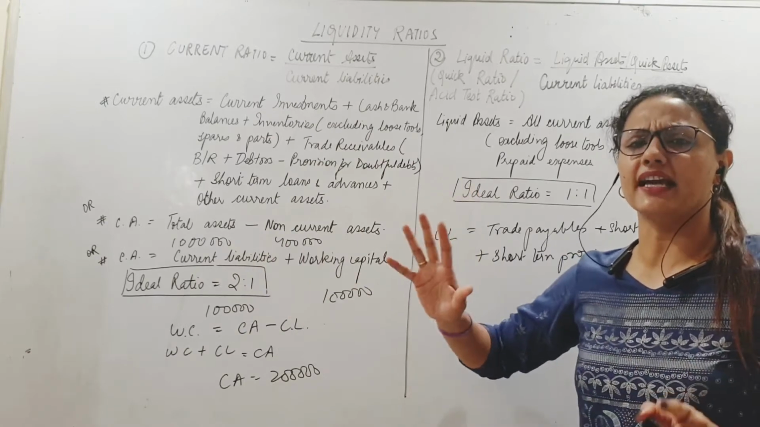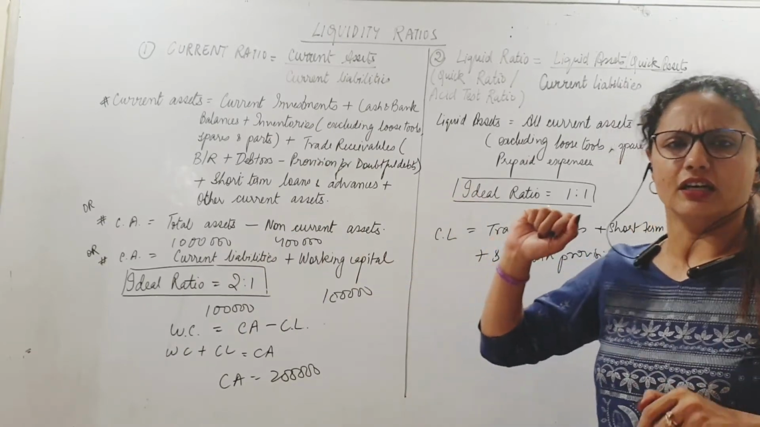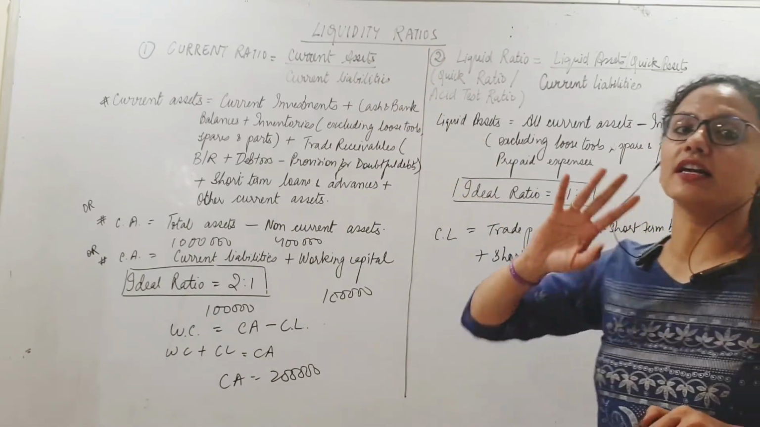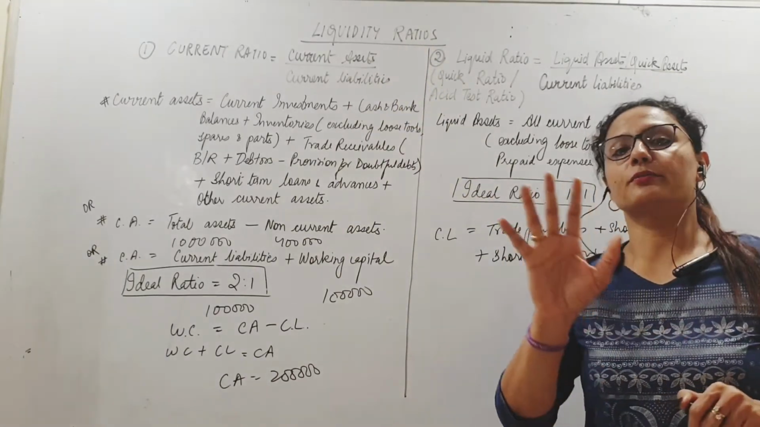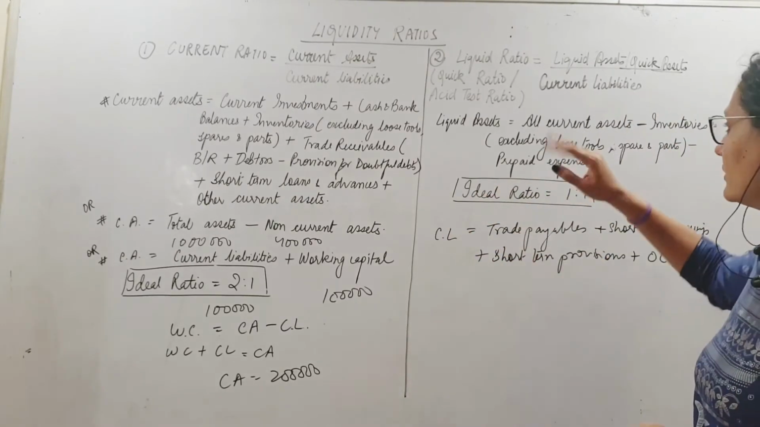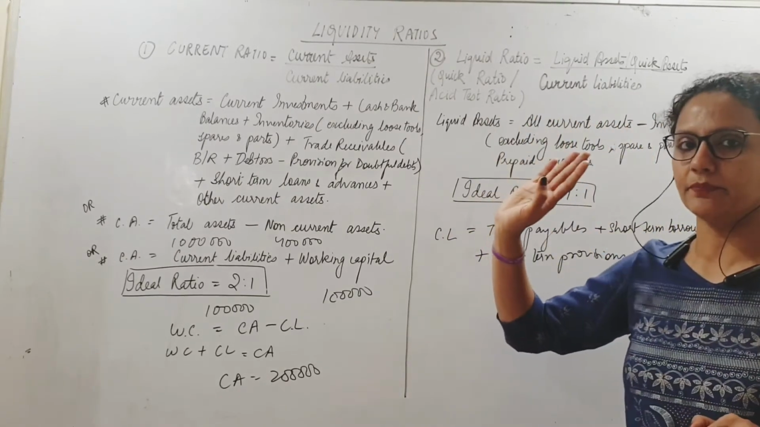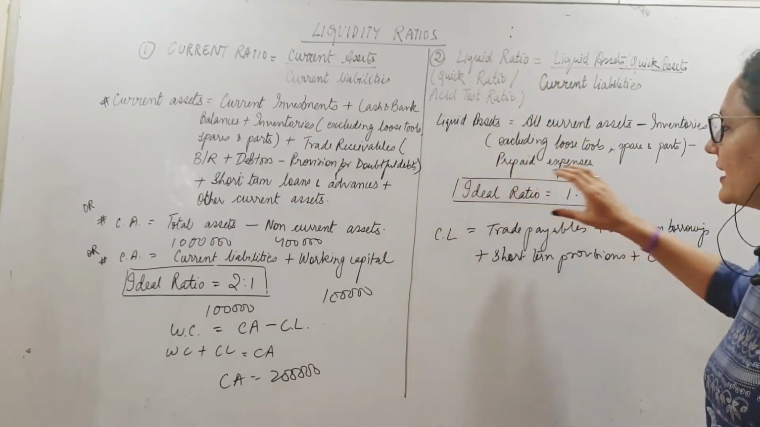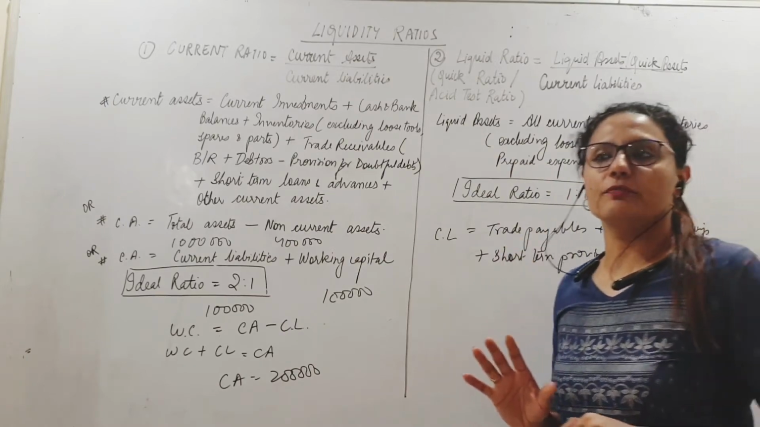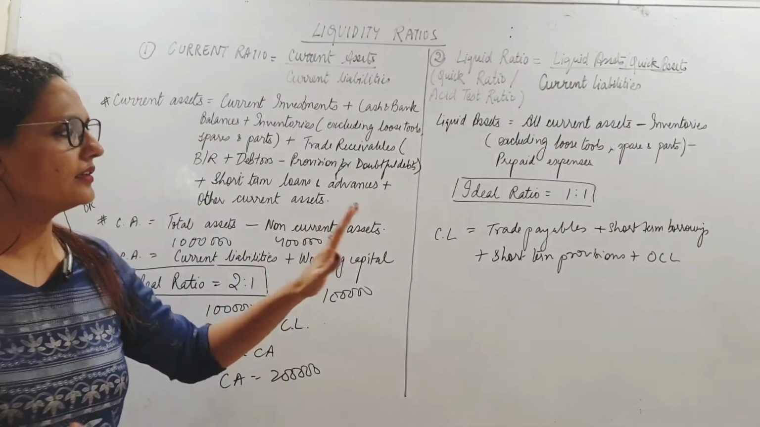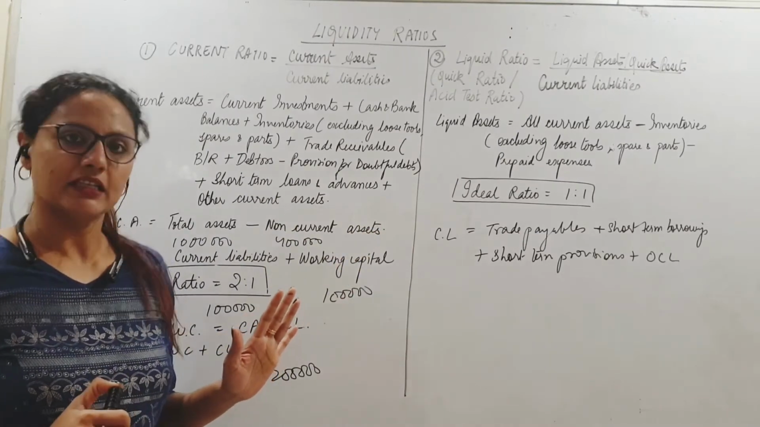2:1 is considered to be ideal given all kinds of industries, that your current assets should be twice that of your current liability. तब जाकर बोलेंगे कि sufficient है. Okay. And when it comes to liquid ratio, since we have excluded inventory and prepaid expense from our current assets, we consider that liquid ratio should be ideally 1:1, meaning your liquid asset should be equal to your current liability. Clear about it?